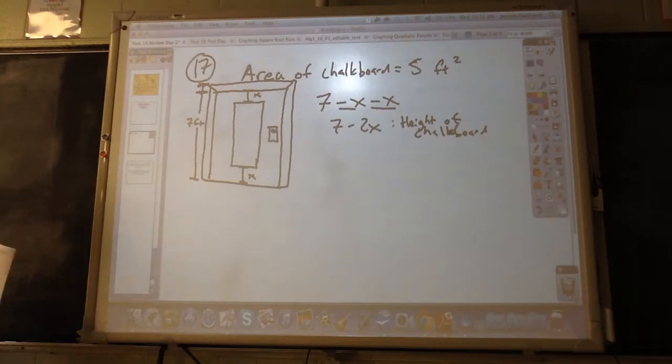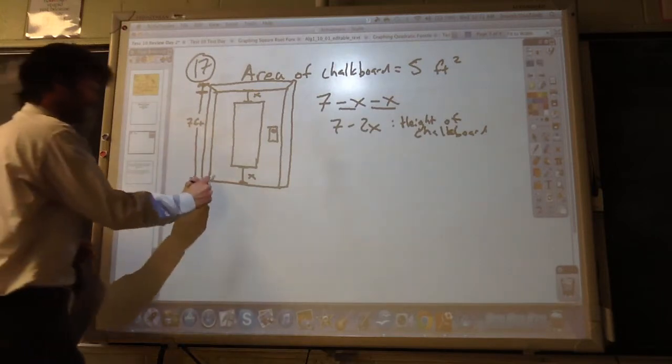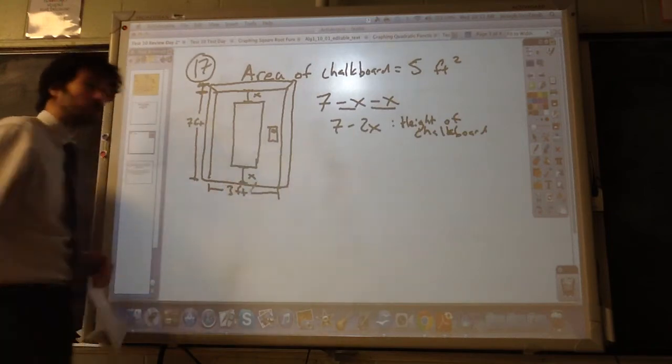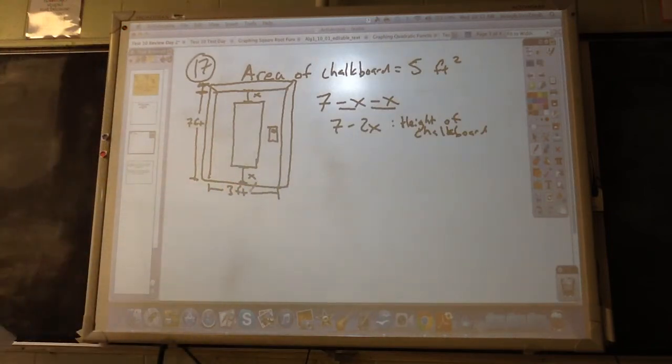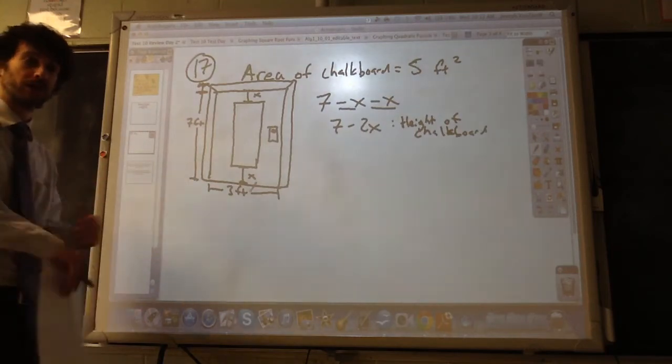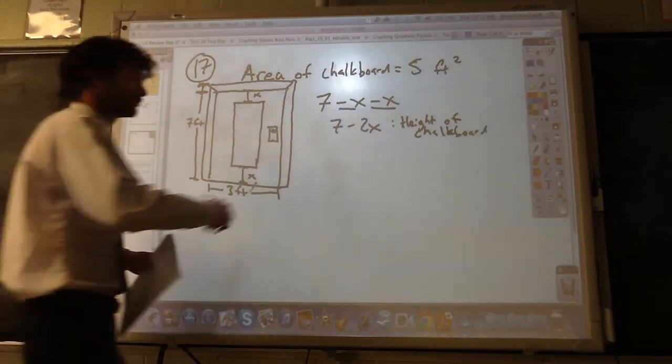Okay, now, some people didn't answer me when I said, do we understand it? I'm assuming those people don't. So if you were one of the people who said you do understand that, tell me how to express the width of the chalkboard as an expression with an x in it. It would be 3 minus x minus x, which ends up being 3 minus 2x.